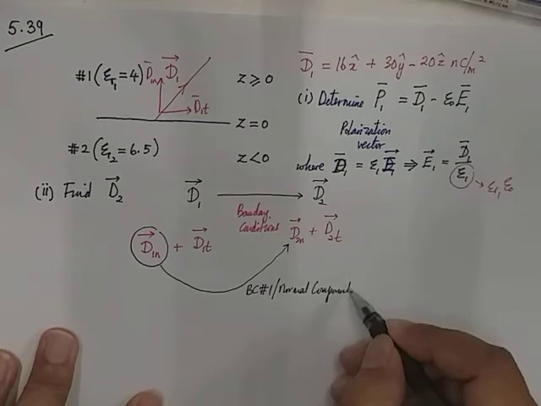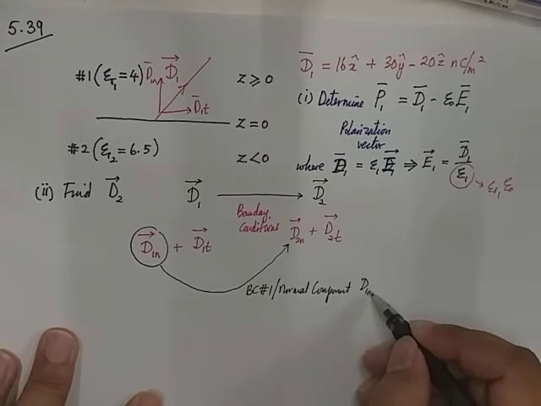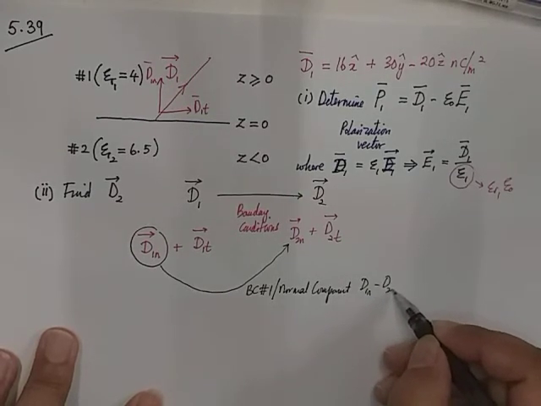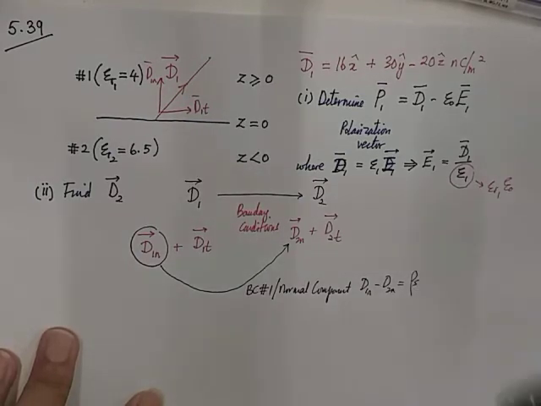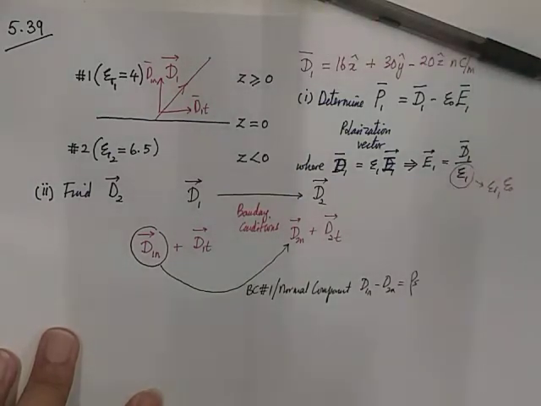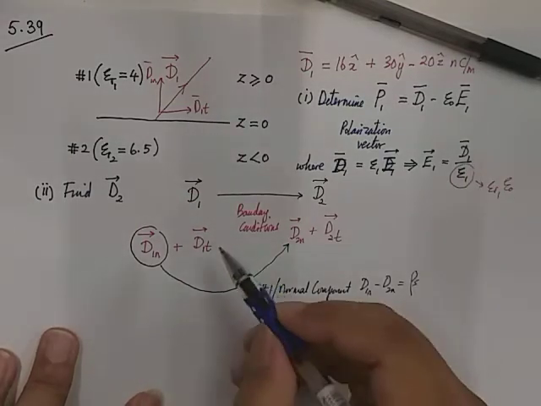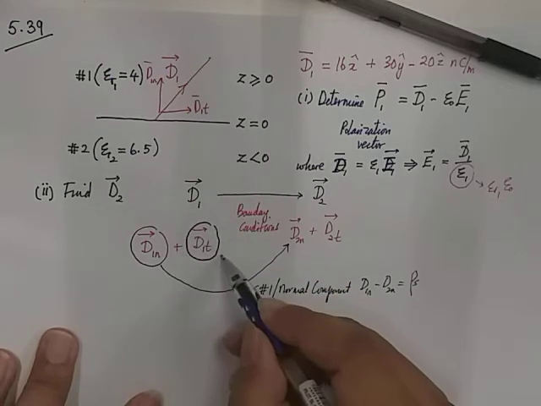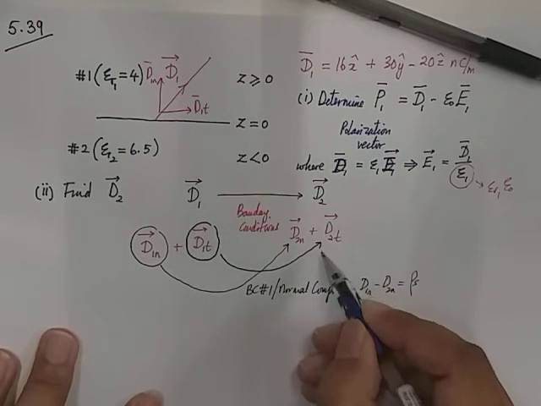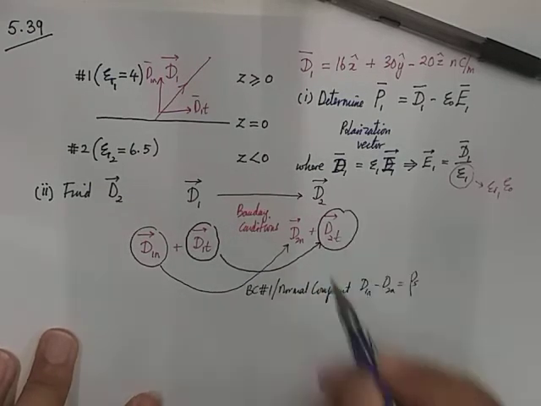Remember the one that we proved together? D1n minus D2n equal to rho s. That should be the first task that we need to do. Then what we have to do is relate the tangential component of D1 to the tangential component of D2. So how do we do it?